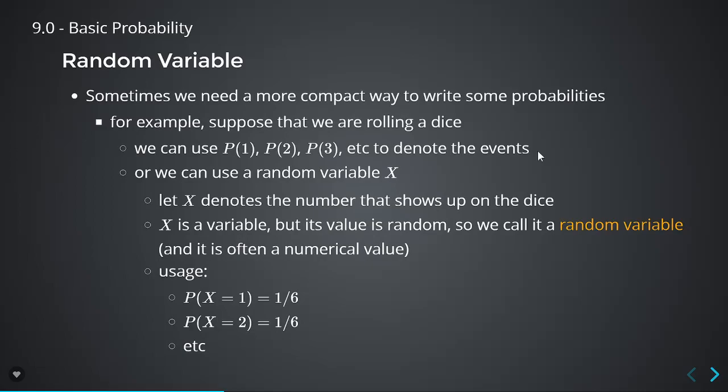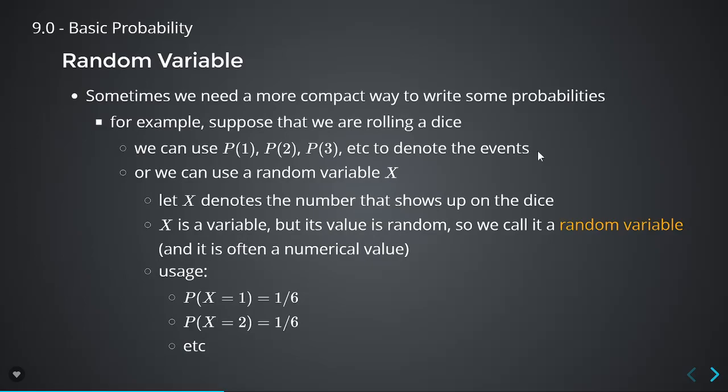Another way to do this is to use something we call a random variable. And normally we use X to denote a random variable. So we define that X is the number that shows up on the dice. Now, X is a variable. The value is random because it can be 1, it can be 2, it can be 3, right? 4, 5, 6.